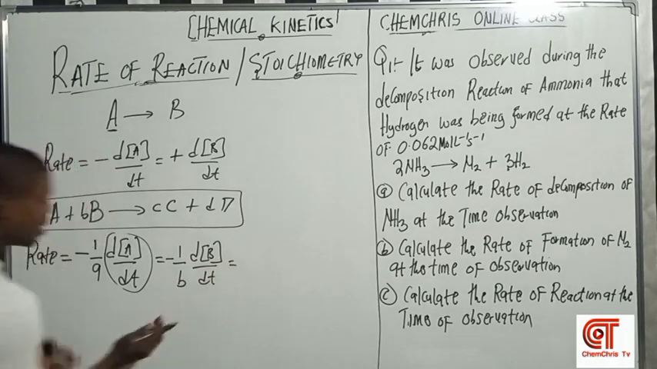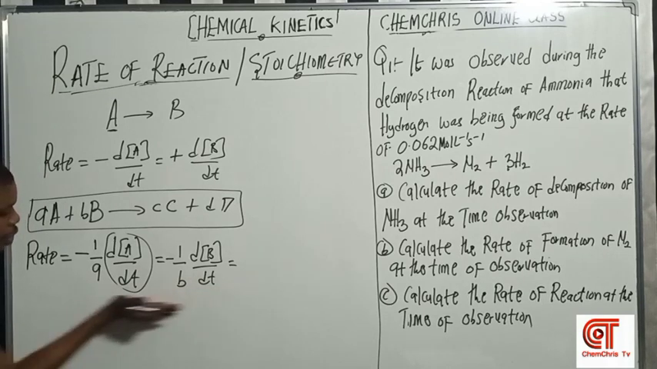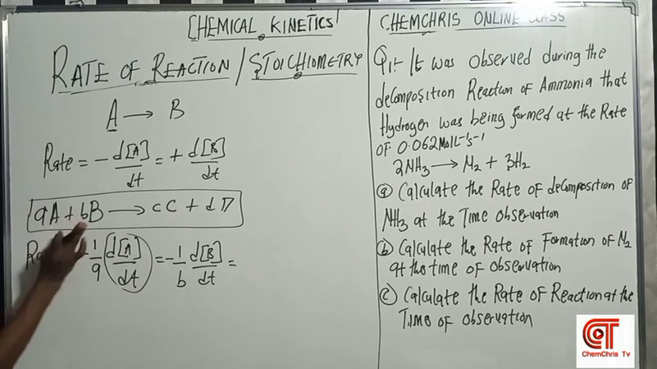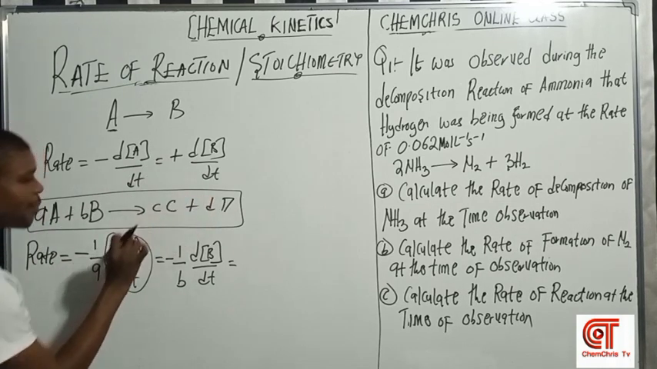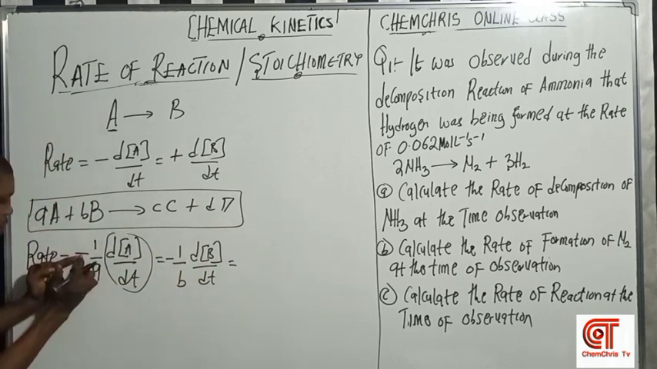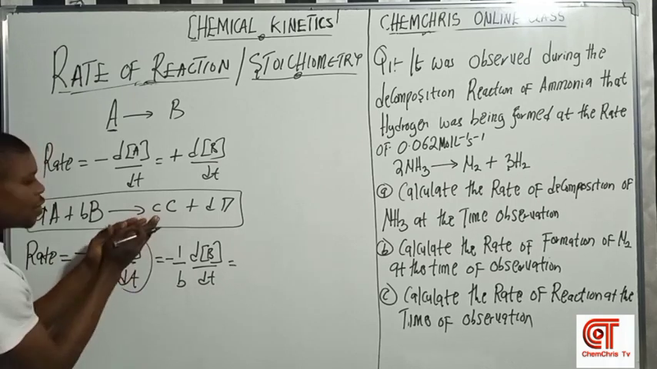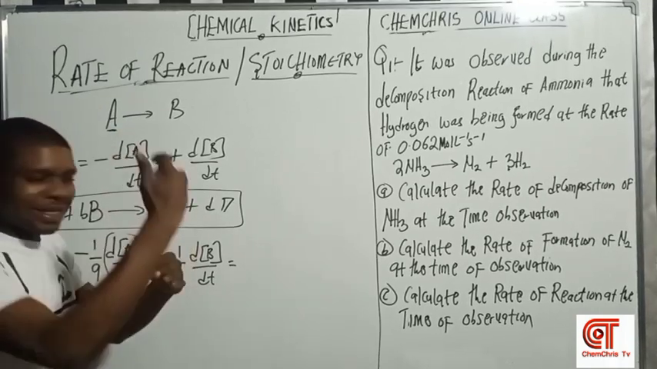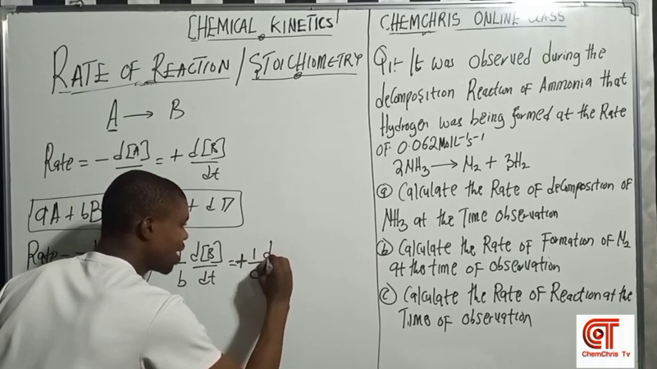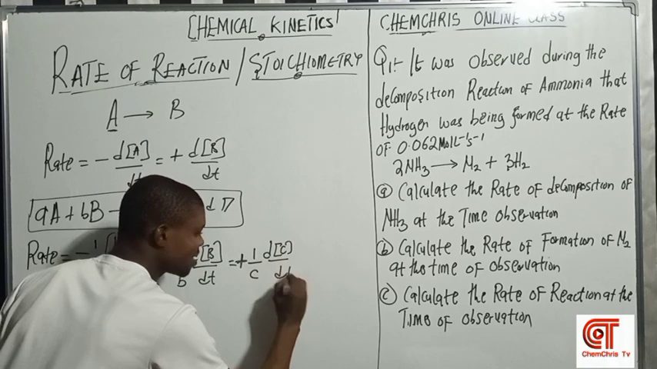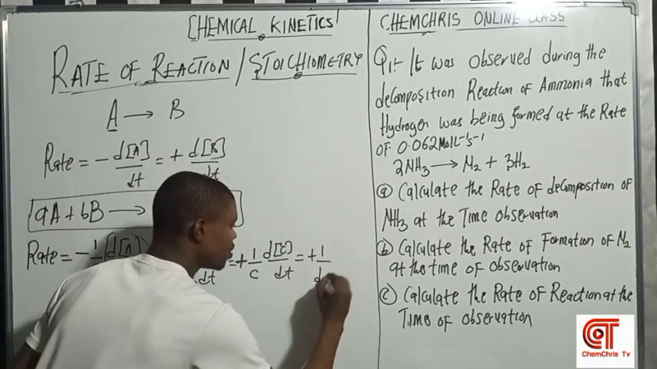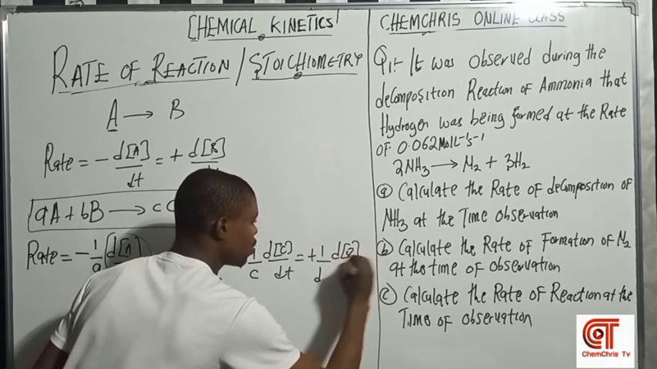Then equals to. Now I am done with my reactants, so I'm now moving over to the products. Remember, as these two react, they start to decrease, therefore we have minus here, and as we move to the products, they increase. So we have to add plus 1 over c, change in concentration of C over change in time. Can you see that? Equals plus 1 over d, change in concentration of D over change in time.